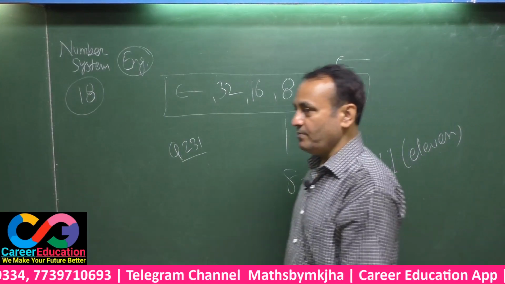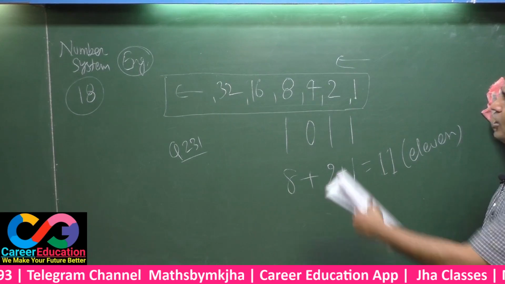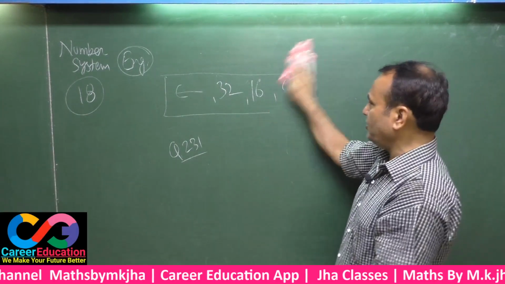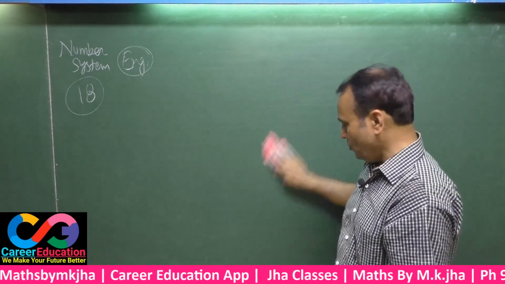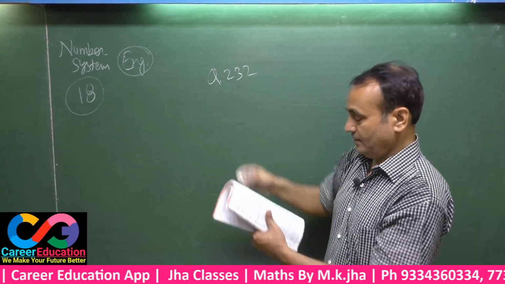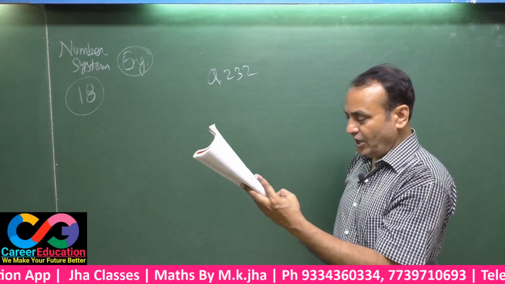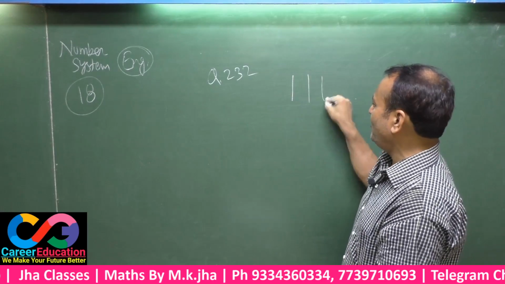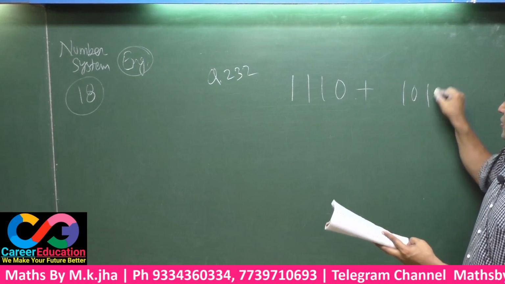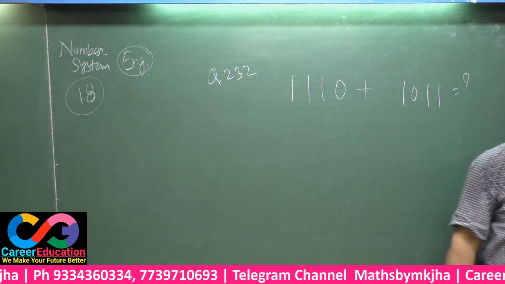If the number is in BNS, certainly you can calculate it into decimal system without having this support directly. Okay, you have to take the support indirectly. See question number 232. Now 232 is the addition of these two numbers: 1110 plus 1011 equals what? See here.